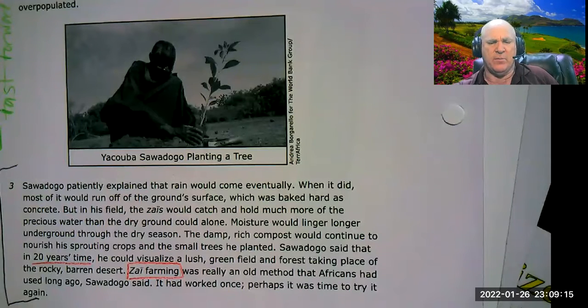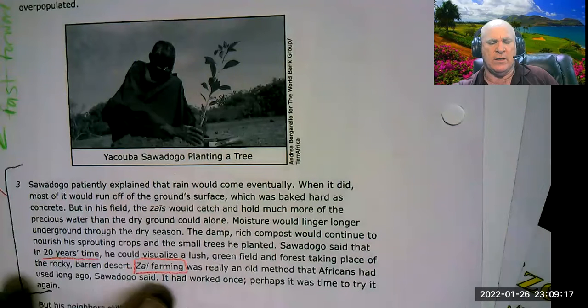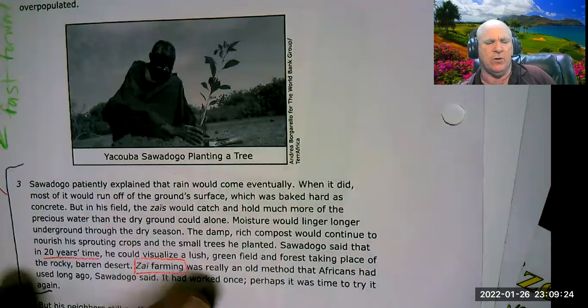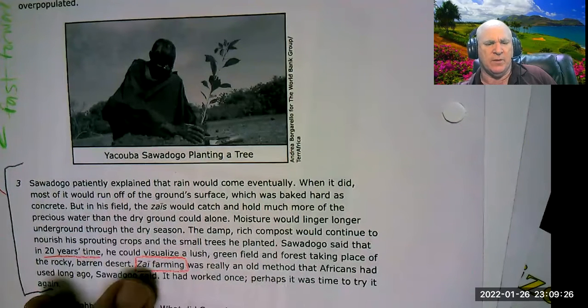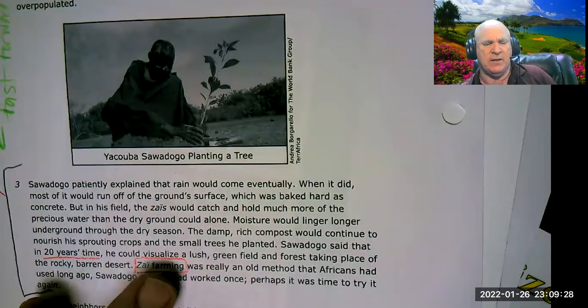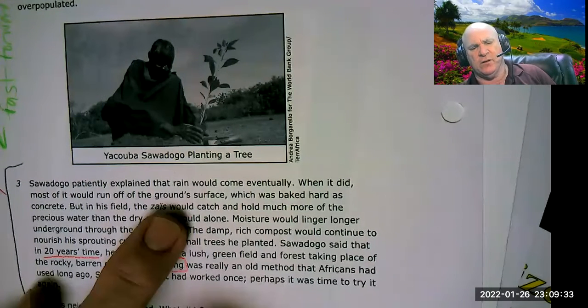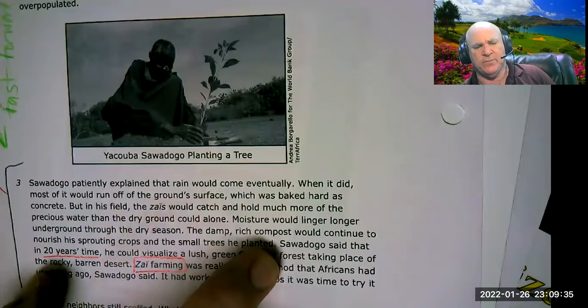And so then it got to that part that made me wonder what they meant. Zai farming was really an old method that Africans had used long ago. So apparently this Zai method that he's using is going to have an effect in the future of all these things.